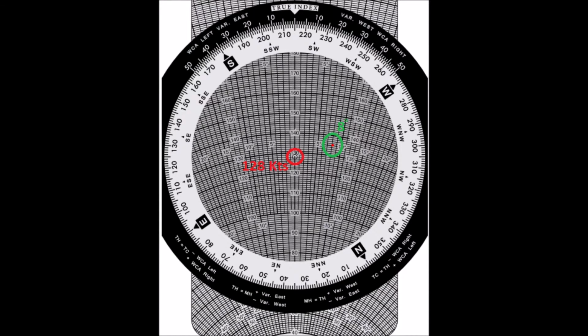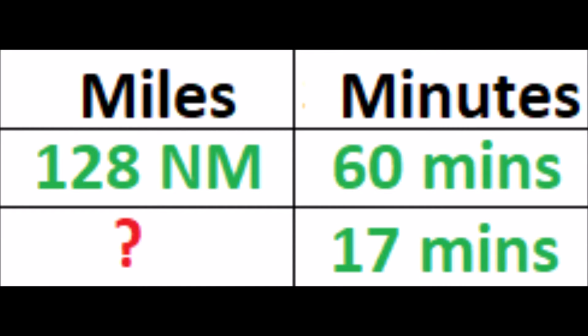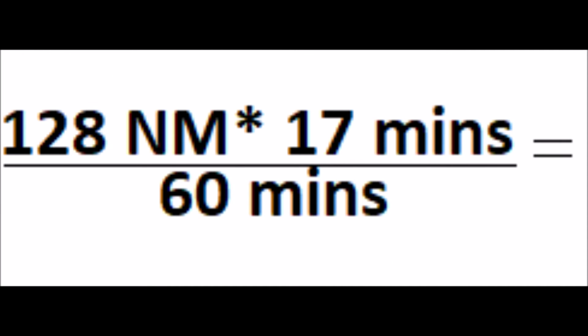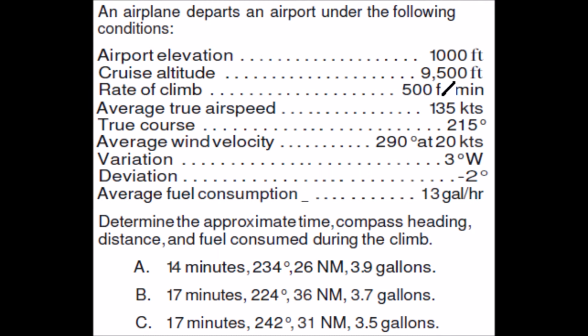Now going back to the E6B, we can determine our ground speed. We have a bit of a headwind coming from the right, and the center of the hole falls on the 128 knot mark. That is our ground speed. So if we travel 128 nautical miles in 60 minutes, how many miles do we travel in 17 minutes? So it's 128 times 17 divided by 60, we get 36.2 nautical miles. Check the math with your calculator. Going back to the original question, we can see the answer is B.